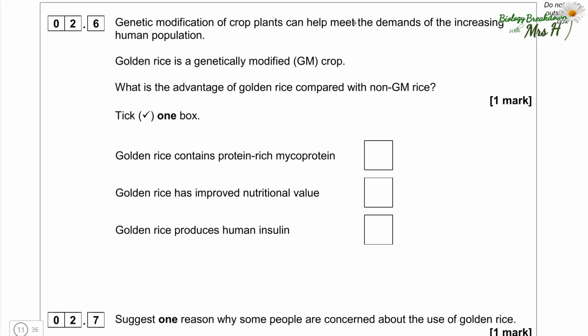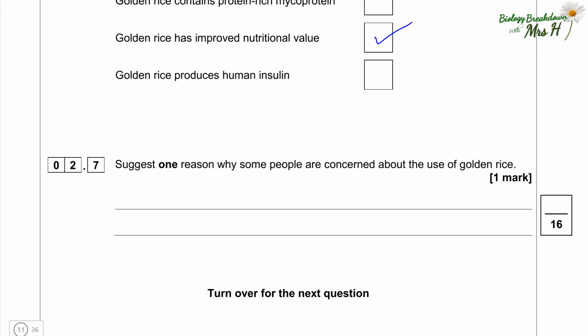Genetic modification of crop plants can help meet the demands of the increasing human population. Golden rice is a genetically modified crop. What is the advantage of golden rice compared with non-genetically modified rice? Tick one box. Golden rice contains protein-rich mycoprotein. No, it doesn't. Mycoprotein is protein made from fungus. It's not that. Golden rice has improved nutritional value. Yes, absolutely. Golden rice produces human insulin. No. Just checking that third one. It's definitely the middle one.